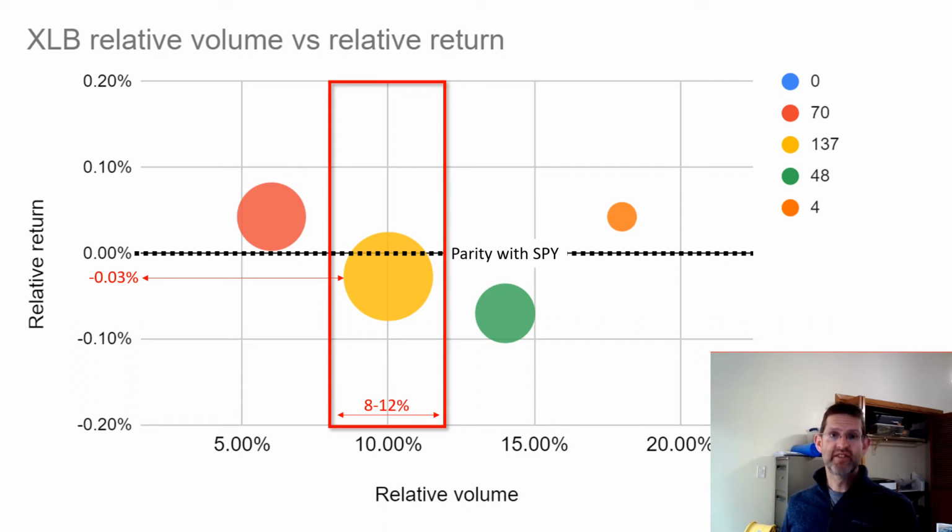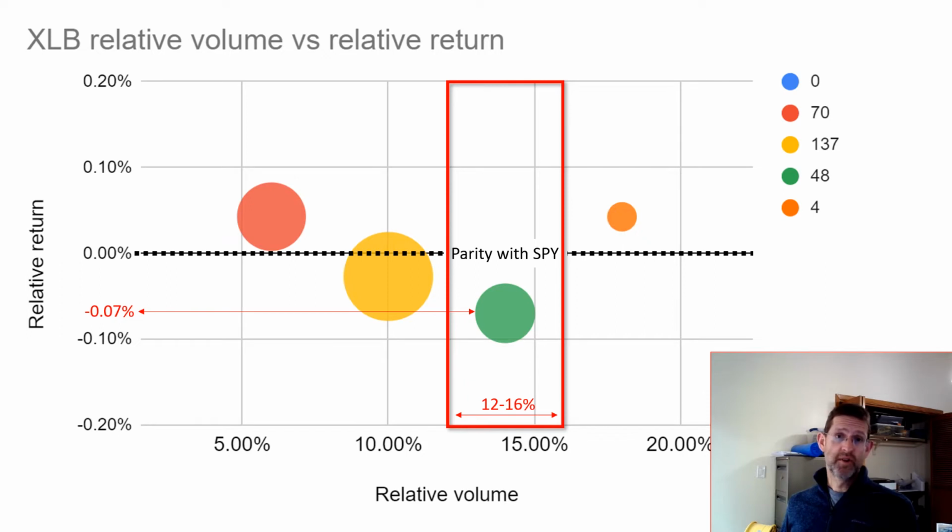So in those 137 days, XLB's average return relative to SPY was a negative 0.03%. So again, it's small on a daily basis, but over 137 days, it means that you would have given up 4.1% of your returns by being long XLB versus SPY.